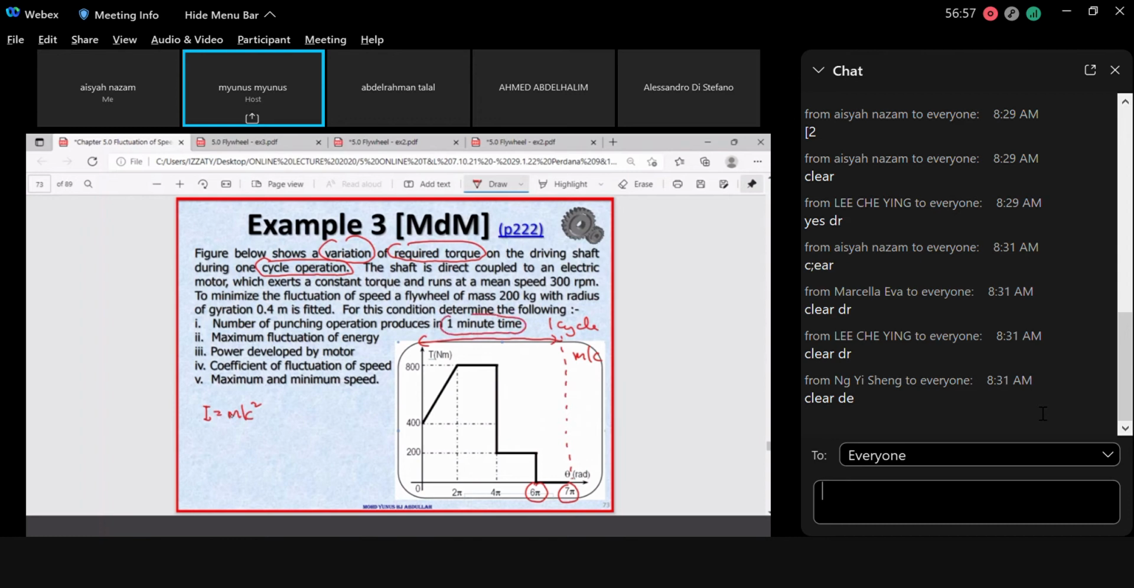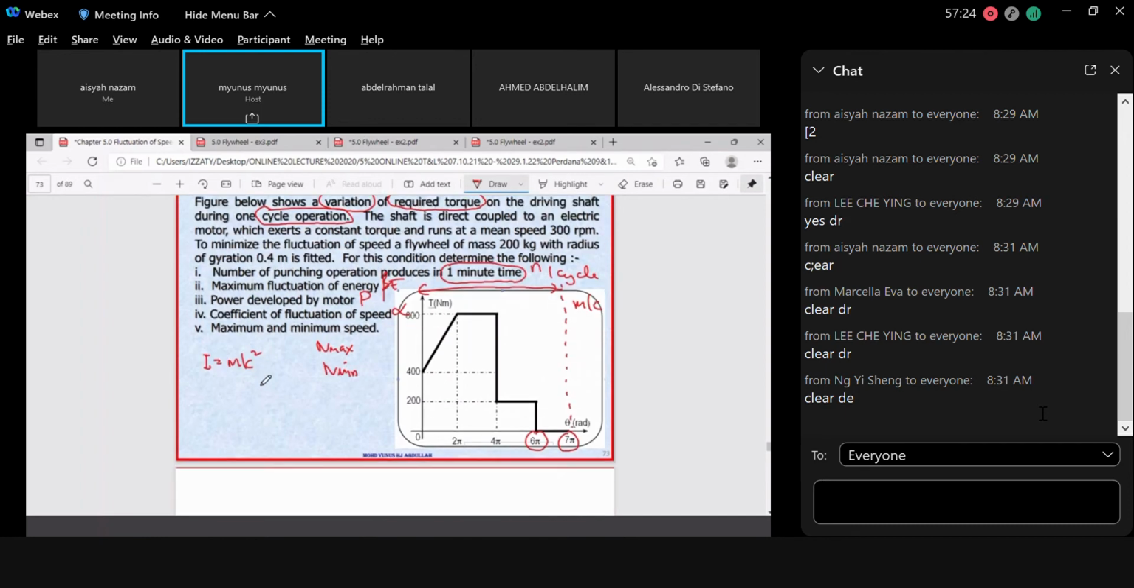In 1 minute. Then the maximum fluctuation of energy is beta. Put this one as N. Then the power developed is P. The coefficient of fluctuation of speed is alpha. This one, the maximum and minimum speeds will be N max and N min. So these are very typical equations in motor drive machines.